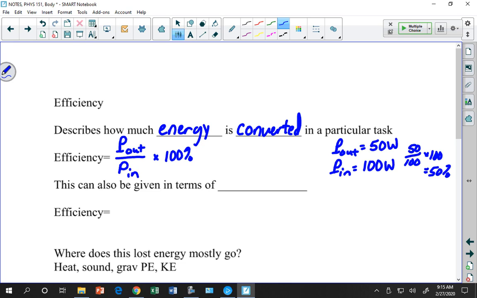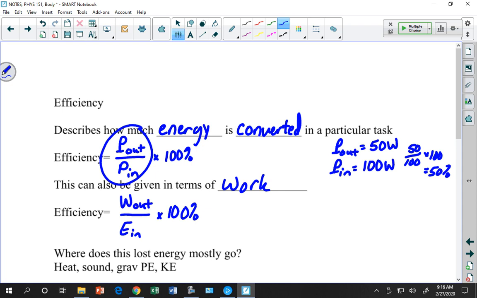This can also be given in terms of work. Here I give it in terms of power, but you can also think about it in terms of work. That the work output divided by the energy input times 100, that's equal to our efficiency.